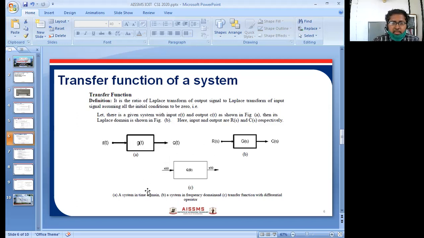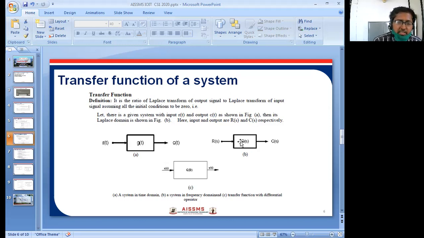So similarly here you can represent it in the time domain. Figure 1 will be represented in the time domain. All the time we have to represent output in terms of c of t, then gain g of t, and whatever the input is, that is r of t. If you represent it in the frequency domain, then all these terms will be represented as r of s, then g of s and c of s.